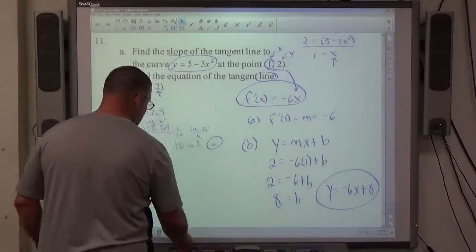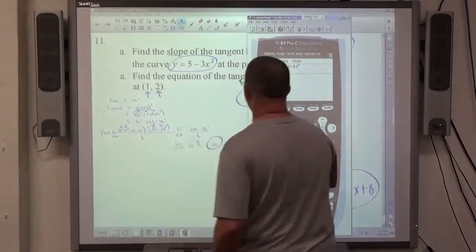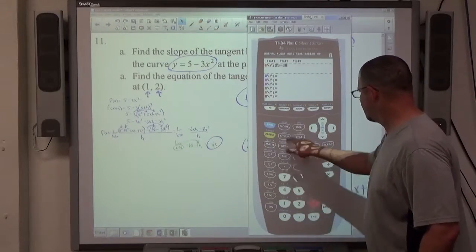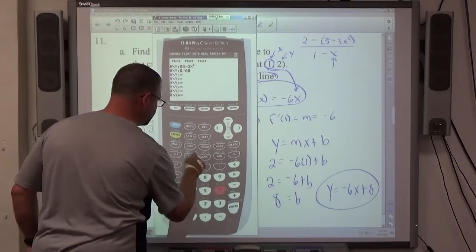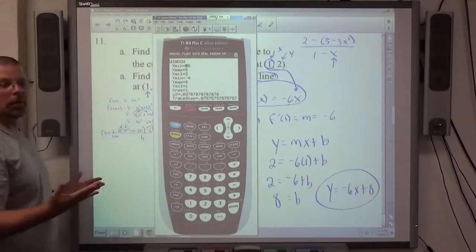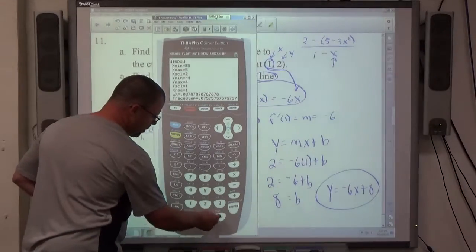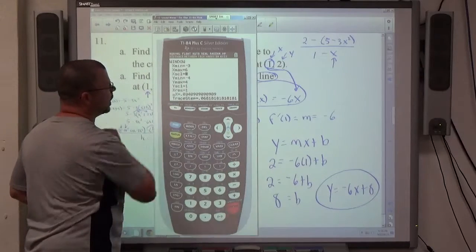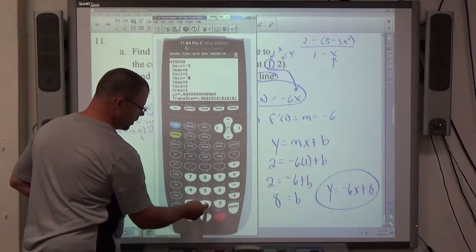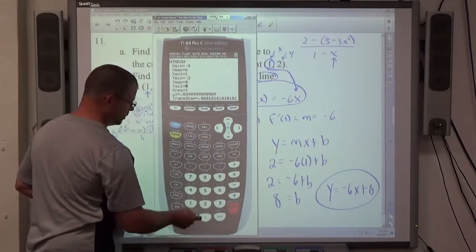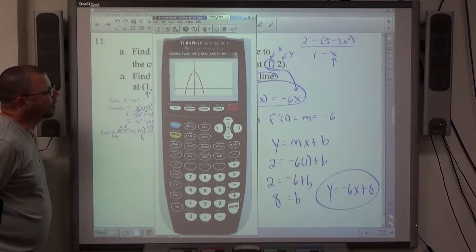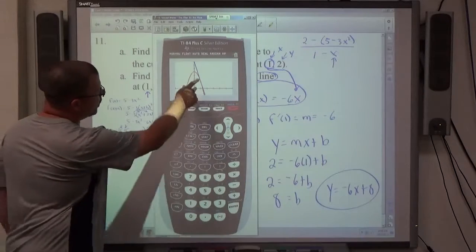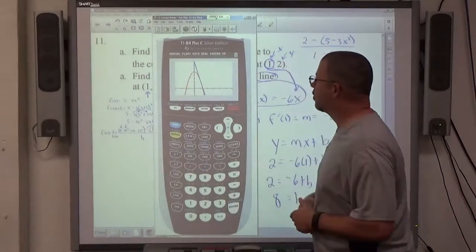These problems are very easily checked. If I graph both y equals 5 minus 3x squared, and y equals negative 6x plus 8. As far as the window is concerned, 1, 2 is my point of tangency, so I want to make sure 1, 2 shows up. Maybe negative 3 to 6. 1's between negative 3 and 6. And maybe negative 2 to 8. 2's between negative 2 and 8. Hit graph. I should get a parabola, and I should get a line that looks very tangent, hopefully. There he goes. Looks very tangent there, so it shows me that I'm probably correct with my answer.